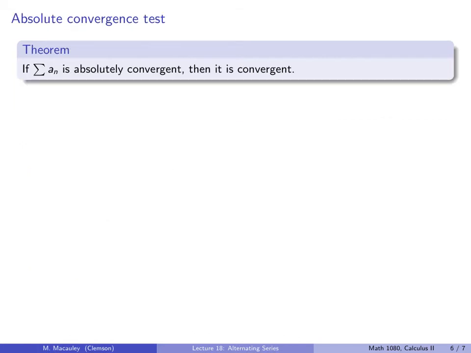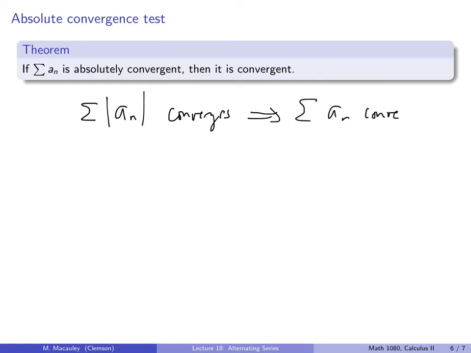A series, if a series is absolutely convergent, then it is convergent. So this basically is saying that if this converges, then the series converges.